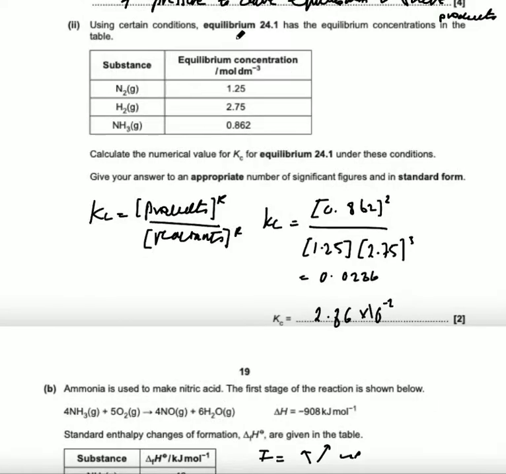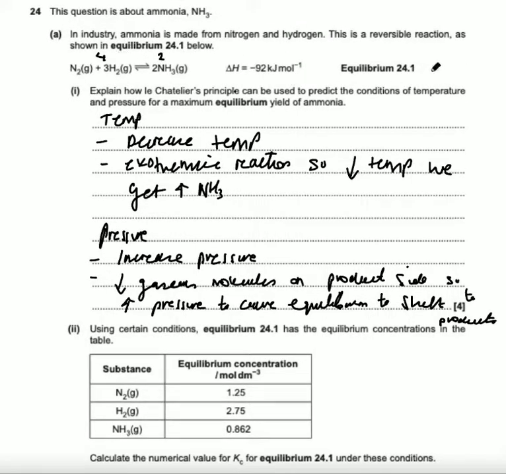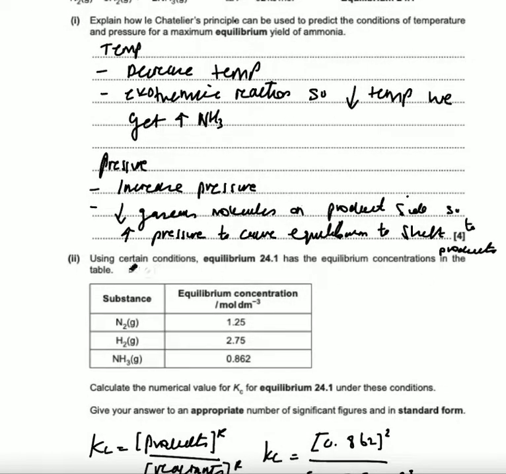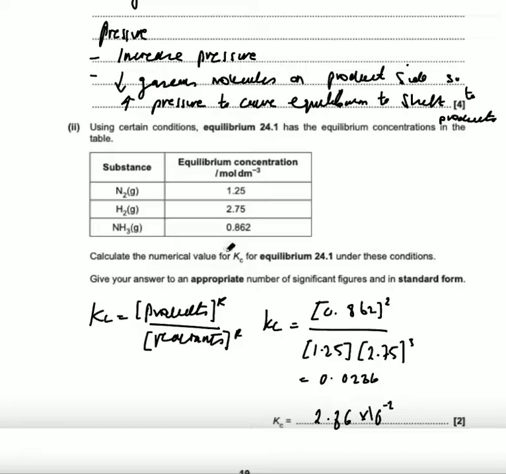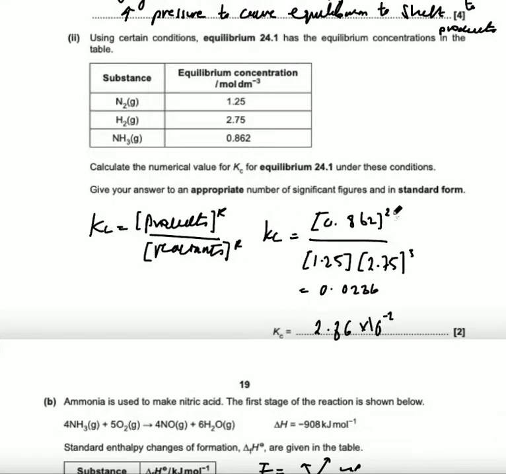Right, using certain conditions, equilibrium 24.1, which is this, has the equilibrium concentrations in the table. Calculate the numerical value for Kc for equilibrium 24.1 under these conditions. Give your answer to an appropriate number of significant figures and in standard form.